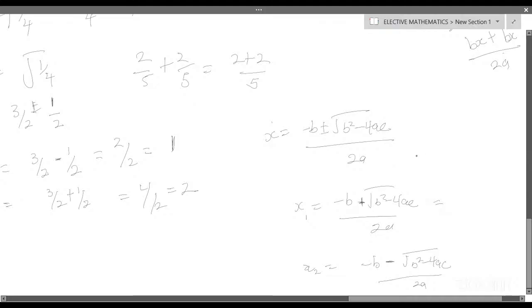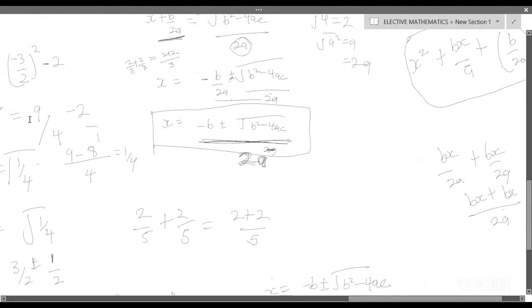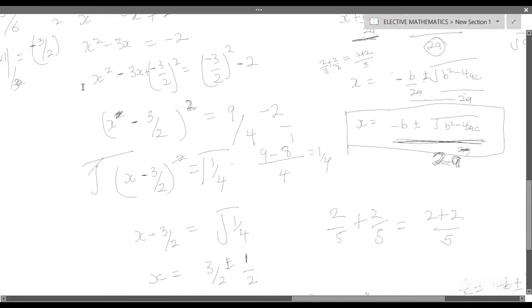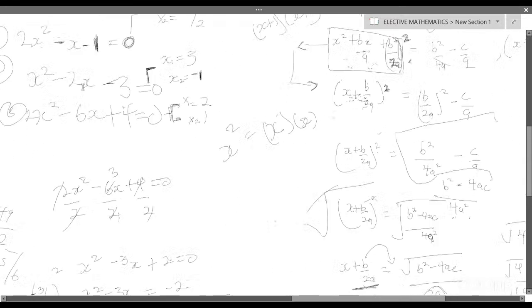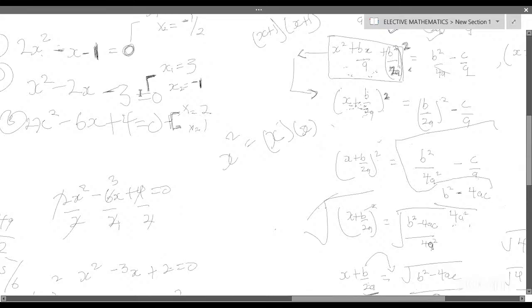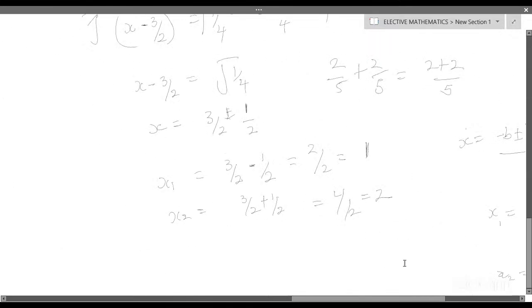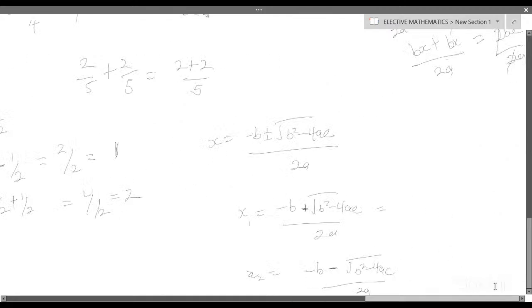What was the first question that we used? 2x squared minus x minus 1. Right? 2x squared minus x minus 1. So let's, oh no, that was not what we used. I think we used the third one.